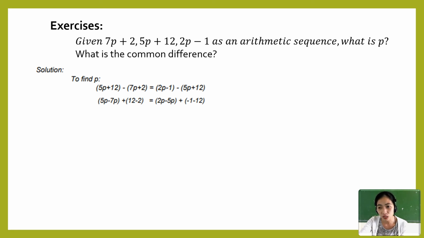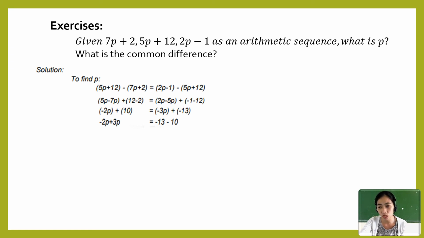In this part of the solution, we group together the like terms and the constants. Then, combining like terms, 5p minus 7p becomes negative 2p, and 12 minus 2 is 10. 2p minus 5p becomes negative 3p. Negative 1 minus 12, since they're both negative, we combine, so you have negative 13. Then again, to solve for p, we have to gather the terms with a variable on one side of the equation.